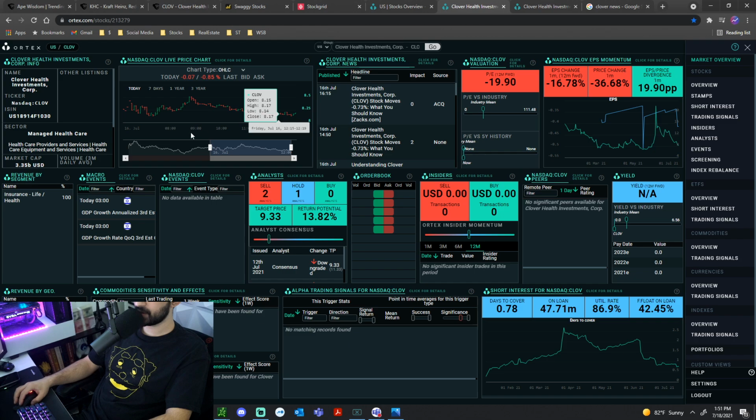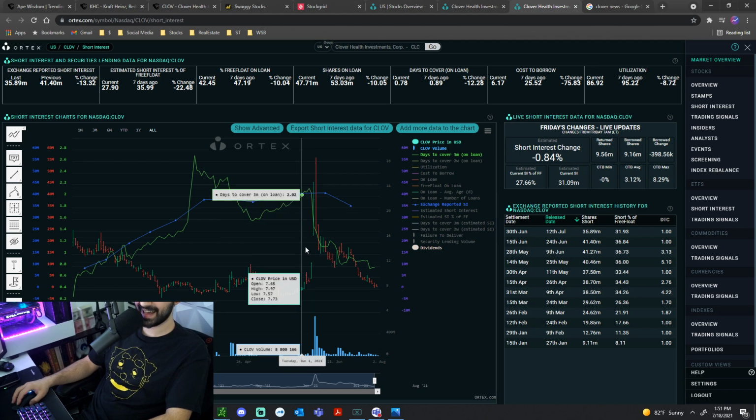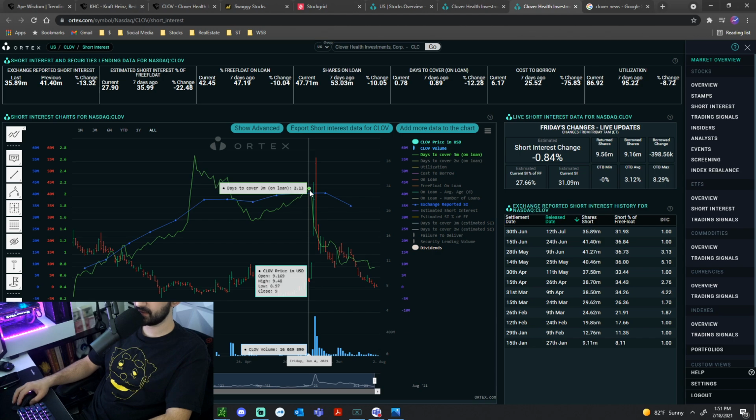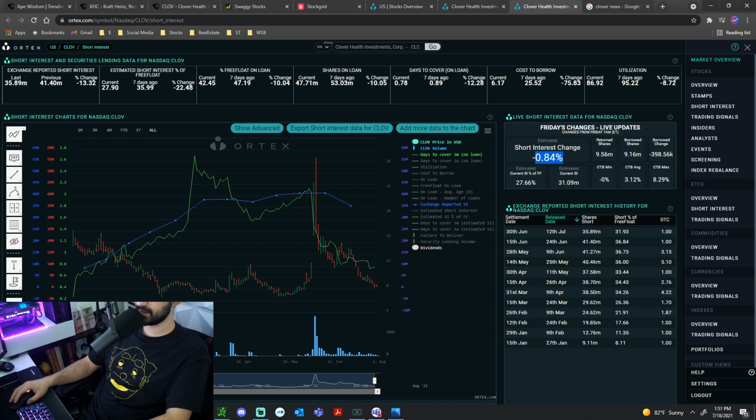I got Ortex, so you don't have to. A lot of cool data here, but if we want to hop over to the short interest data, the days to cover are dropping. It's currently 0.78. I mentioned in one of my other videos, if you look at what happened in that last spike in CLOV, the days to cover were at 2.13. But yeah, the short interest change is changing a little bit. Nothing crazy there. Overall, it seems to be mellowing out. Volume has gone down in the past couple of days, which is interesting to note as well.